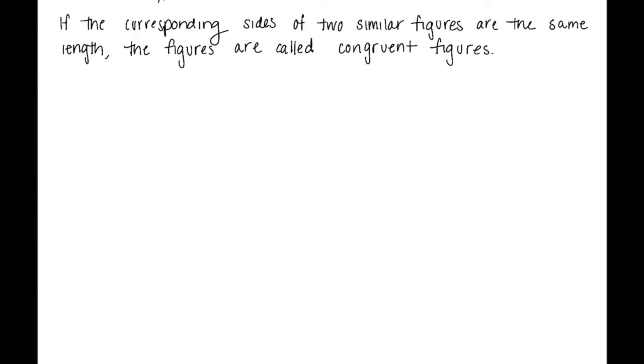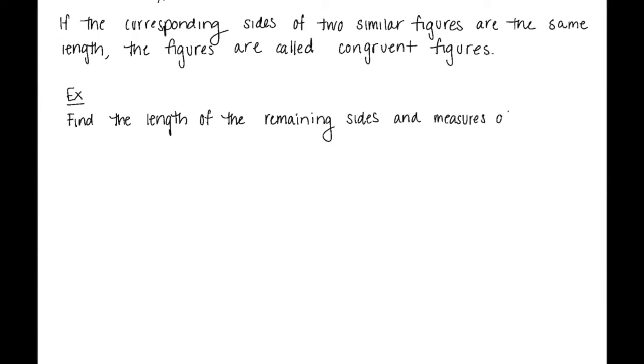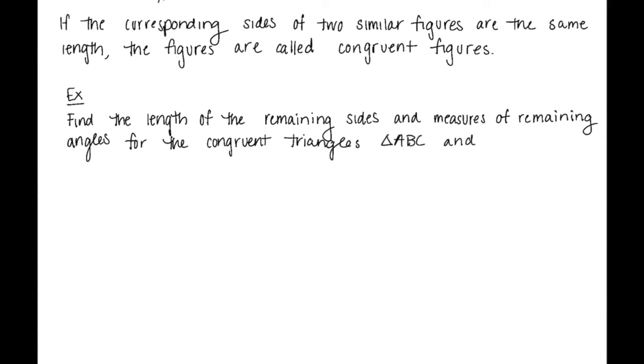Okay. So let's look at an example. We're going to find the length of the remaining sides and measures of the remaining angles for the congruent triangles, just triangle ABC and triangle A prime, B prime, C prime. Definitely not drawn to scale.